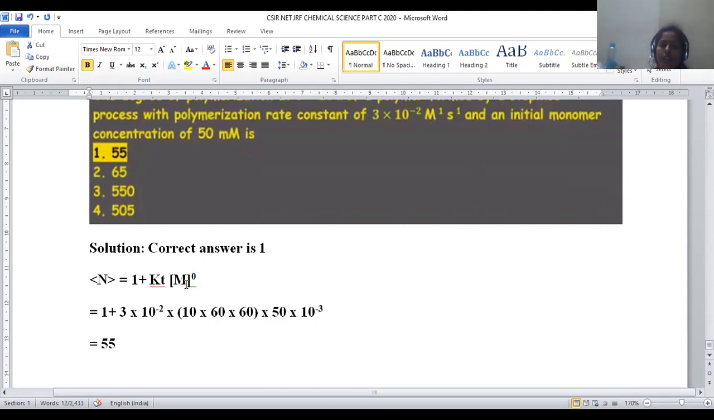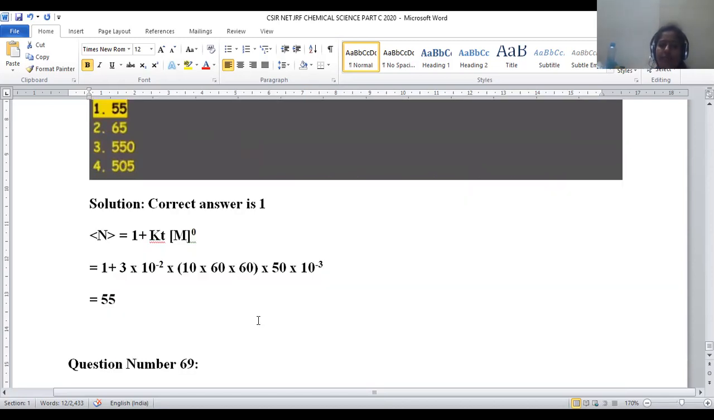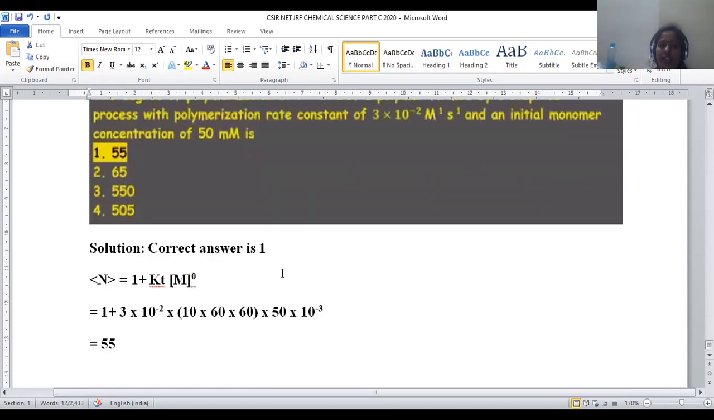Okay, later concentration of initial monomer. Initial monomer concentration is 50. So this 50 millimolar, it can be multiplied with 10 to the power minus 3. Right? So 1 plus k, rate constant is given in the problem. t time is also given in the problem, but we have to convert into seconds. Then monomer concentration is provided in millimolar. It can be multiplied with 10 to the power minus 3. After doing all the calculation, the final answer will be 55.